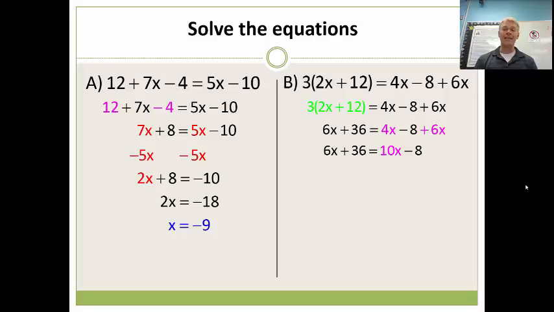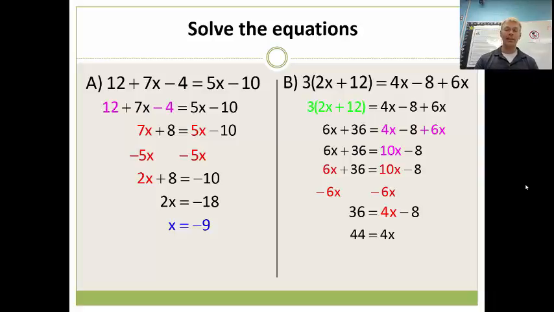Thirdly, now we can see that we have variable terms on both sides. I've got a 6x on the left and a 10x on the right. So I'm going to want to eliminate the 6x by subtracting 6x from both sides, and I will end up with 36 equals 4x minus 8. Notice here that the expression with the variable is on the right-hand side of the equation, and that makes absolutely no difference as to which side of the equation you have your variable on. We perform the same operations and we go through the process the same way.